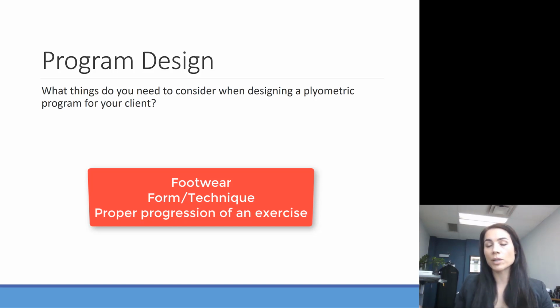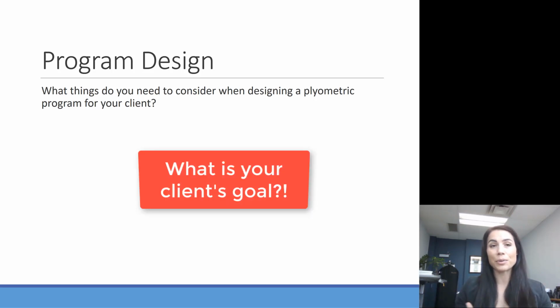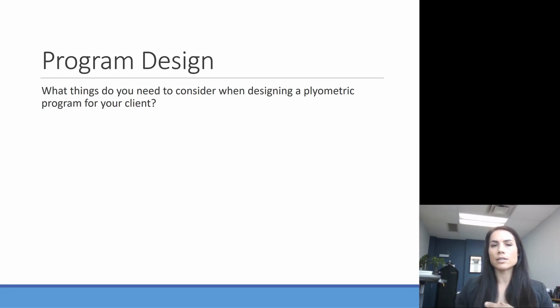If you're having them do split lunge jumps, have they already proven that they can do alternating dynamic lunges without any biomechanical issues, right? And then most important, right, what's the goal of their program? If their goal doesn't include anything to do with speed or agility or even weight loss, right, then why are we including plyometric training? So making sure that it is justified in your exercise programming.